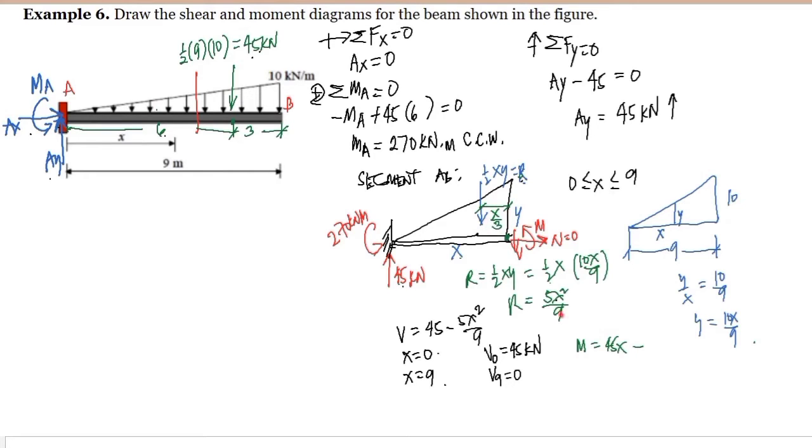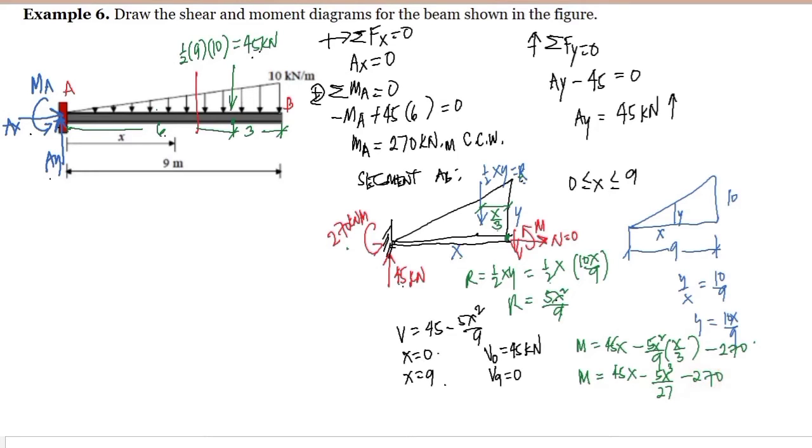So the resultant, which is equal to 5x squared over 9, multiplied by the distance x over 3. So we have here the moment at the reaction at A, and this is counterclockwise, so we have here negative 270. Simplifying this, our equation is equal to 45x minus 5x cubed over 27 minus 270.